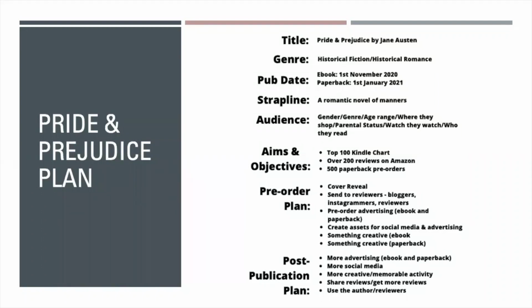But it is the basics: the title at the top with the author's name, the genres, the pub dates, the strap lines, like I said. And then for this, I've just put the aims and objectives for this book, completely made up, of course. I want to get into the top 100 Kindle charts, I want to get 200 reviews on Amazon, and I want to get 500 paperback pre-orders. The reason being that the paperback is out 2 months after the ebook. So during those 2 months when the book is out in ebook, I still want people to be buying the paperback as well. So I'm going to be pushing that, for example. That's where my line of thinking was coming from.